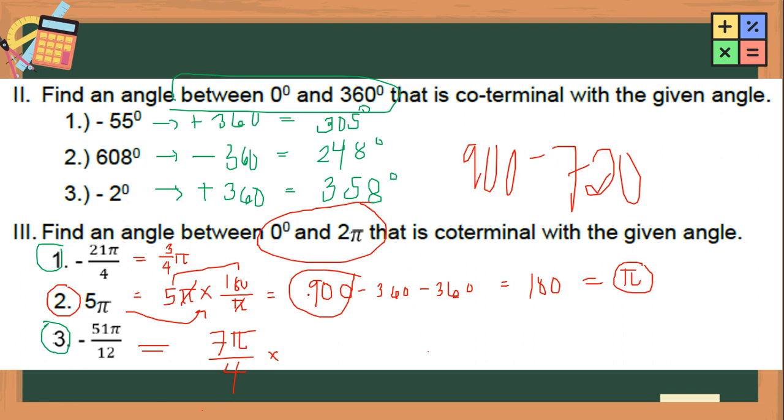Then let's convert it into degree para sure ka. So, this is pi all over 180. So, what is 7 times 180 divide 4? 315 po. So, this is 315 degree. Nasa pagitan na ba siya ng 0 to 2 pi? Yes or no? Yes, sir. Yes. So, ganyan po siya kunin, ha?